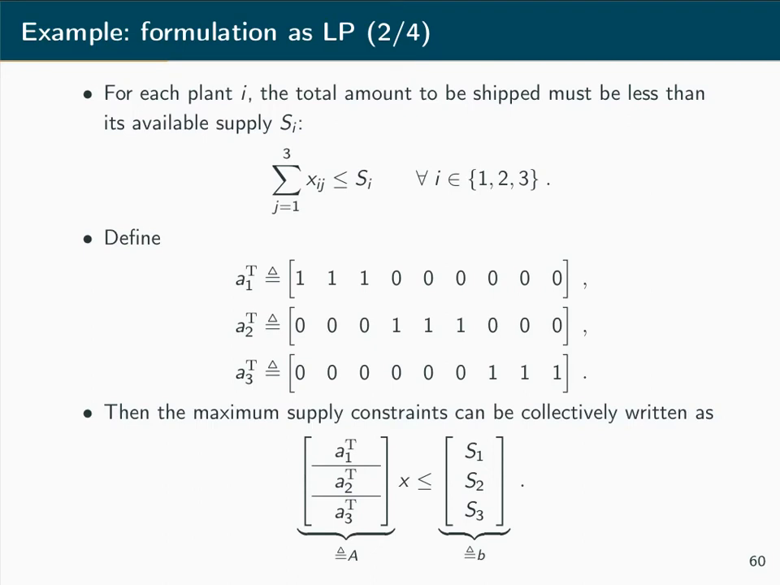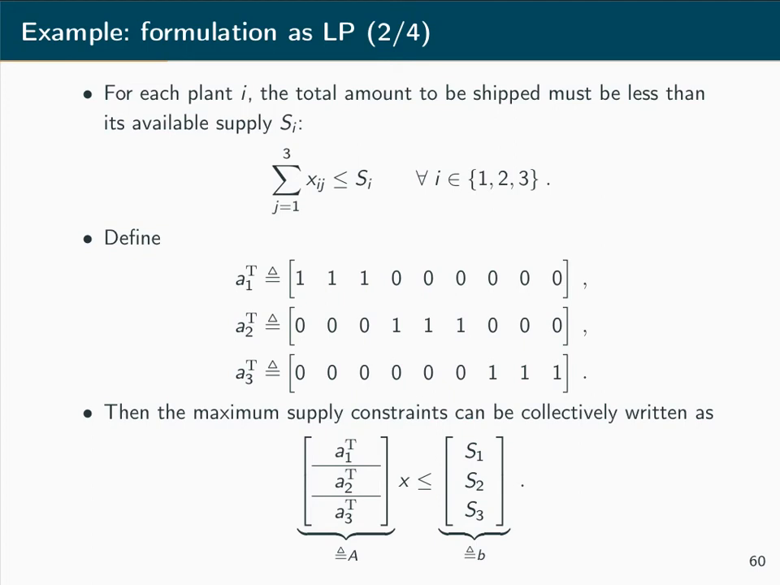Again, we can model this by using vector notation and defining our linear inequality vectors and right-hand sides appropriately. Note that for the first plant, we need to sum up the first 3 decision variables, and hence the inequality vector a_1 looks like this. For the second plant, we need to sum up the second 3 decision variables, and hence our linear inequality vector looks like this. And finally, for the third plant, we need to sum up the last 3 decision variables, and hence our linear inequality vector looks like this one.